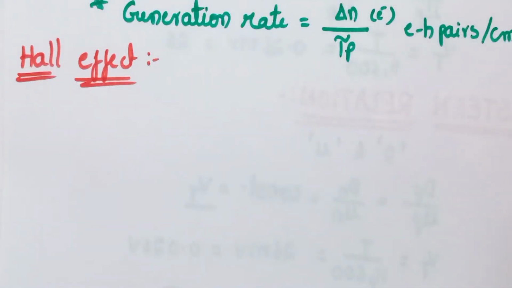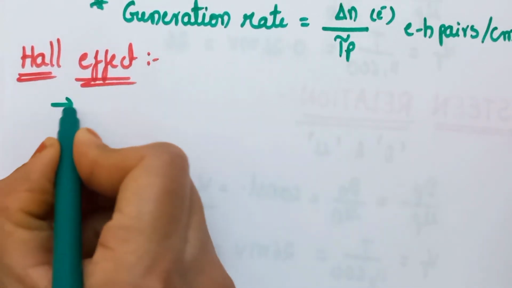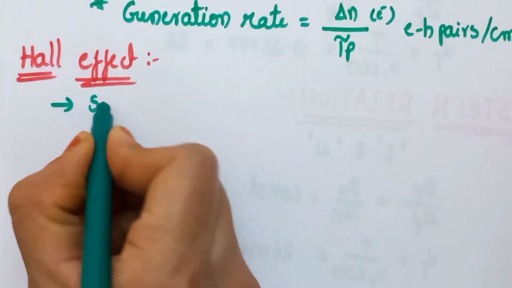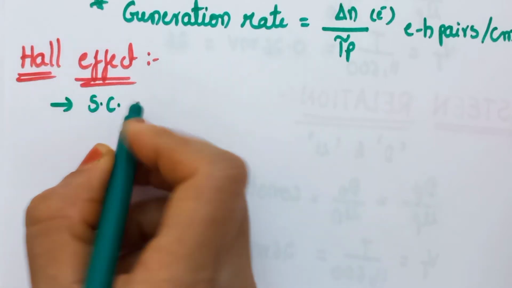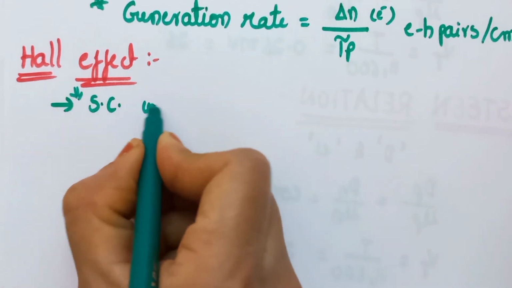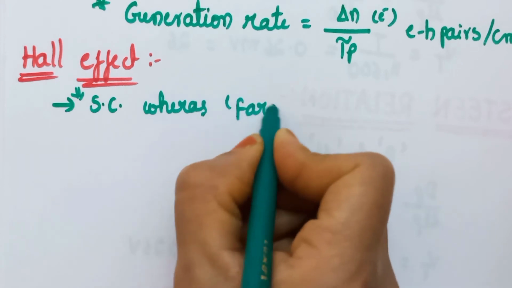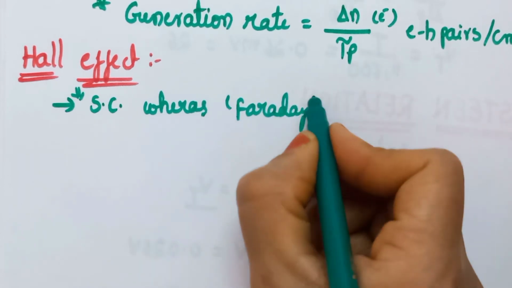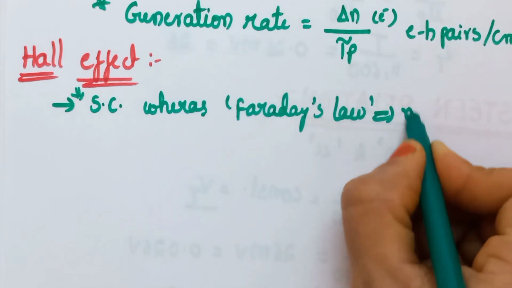Now let us discuss one more important concept of semiconductors, that is the Hall effect. This Hall effect is applicable for semiconductors, whereas Faraday's law is applicable for metals and conductors.